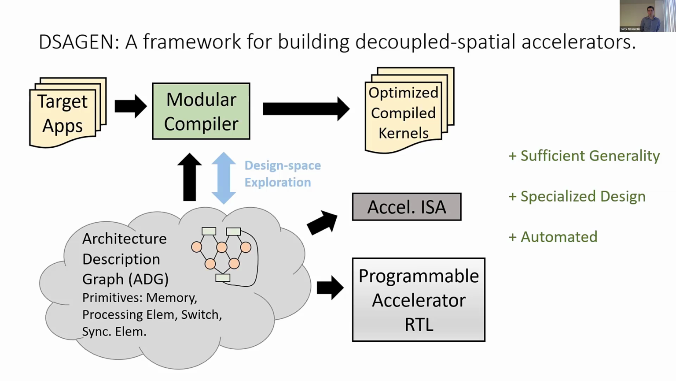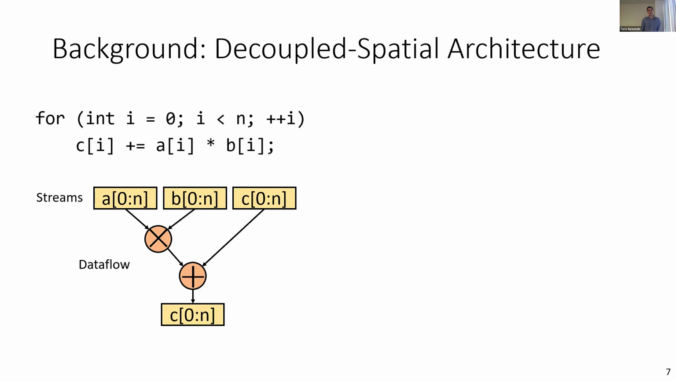Okay, so that's basically the high-level idea. But I want to now start talking about a little bit of the details. First of all, I think it's important to convey what kinds of architectures we are looking at here, and these are characterized by being decoupled spatial. So first of all, let me explain what I mean by decoupled.